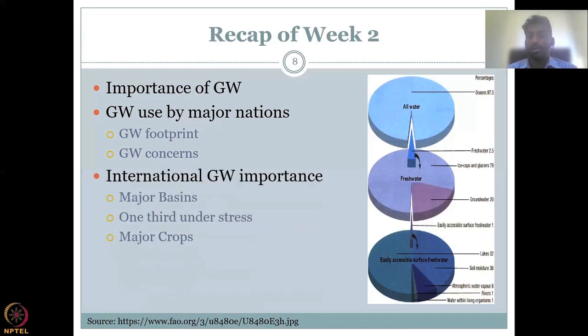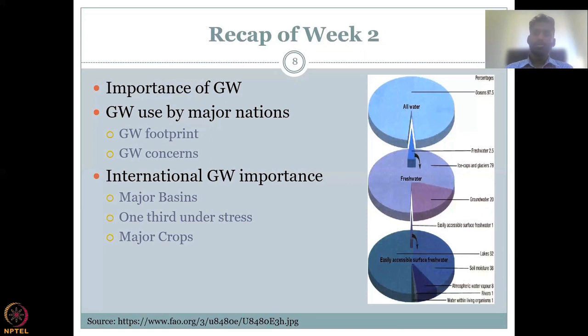Once we had looked at these general groundwater concerns and footprints, we looked at the international groundwater basins. Very importantly, we looked at the major basins in India, China, Middle East countries, Australia, etc. We found that 1/3 are under stress. So a good percentage, 30% of them and above, have groundwater issues. And it doesn't stop in only Asia, but also in developed nations such as the US, China, and Australia.